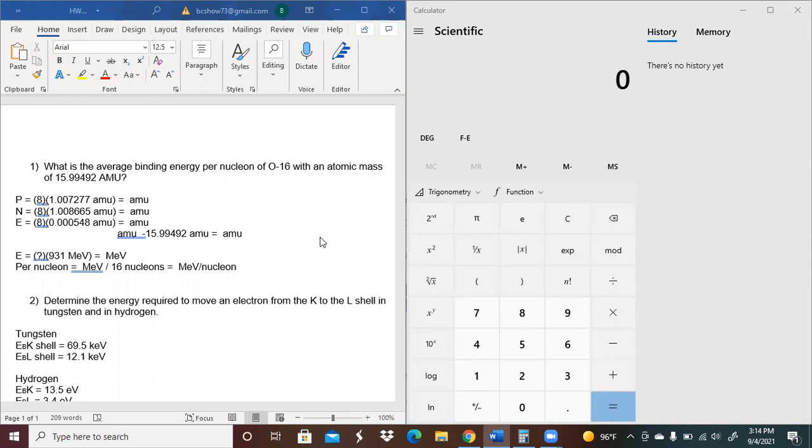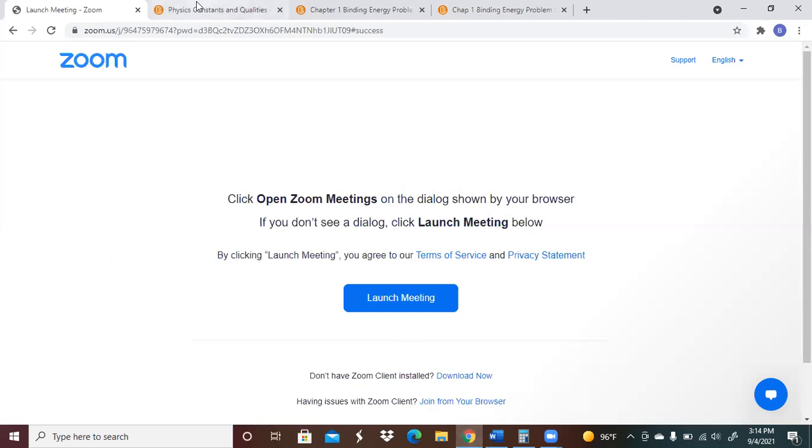All right, so what are we looking at here? Let's take a look at number 1. What is the average binding energy per nucleon of oxygen-16 that has an atomic mass of 15.99492 atomic mass units? Now, you may be a little confused as far as where some of these numbers have come from.